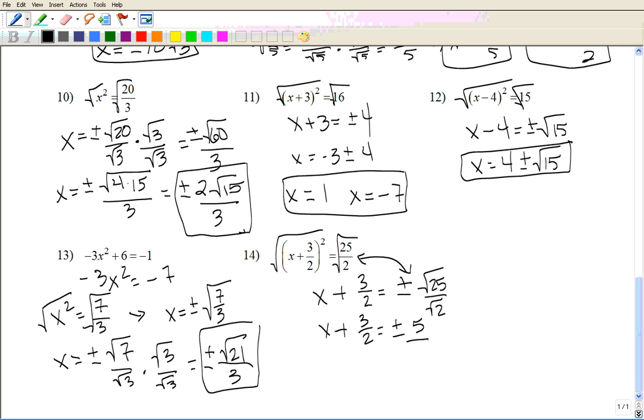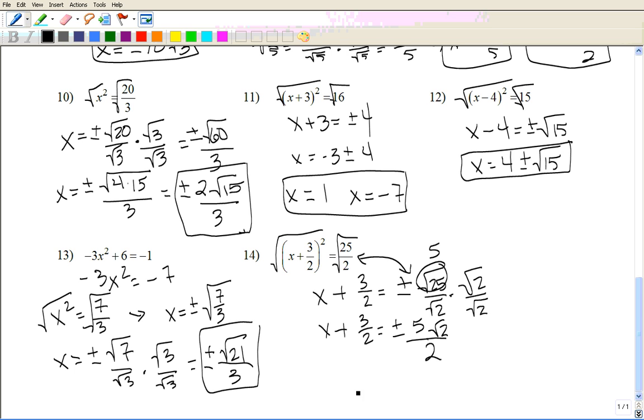And if I need to rationalize this square root of 2 denominator, I'll multiply the top and the bottom by the square root of 2. So if this became 5, which is down here, now I multiplied it by the square root of 2, so I'll have times the square root of 2, and then the square root of 2 times the square root of 2 is 2. So I have x + 3/2 equals positive or negative 5 square roots of 2 over 2.